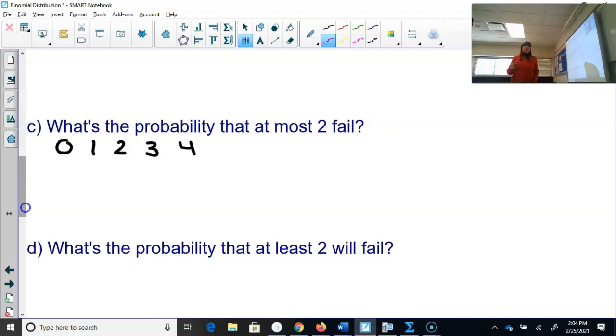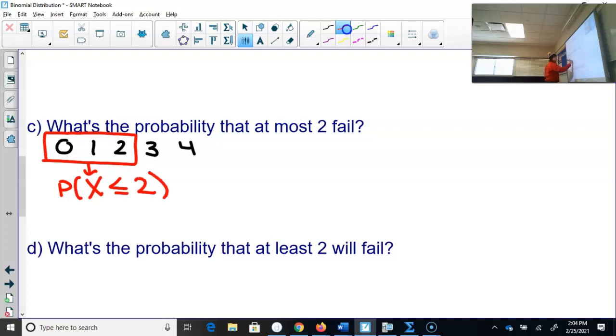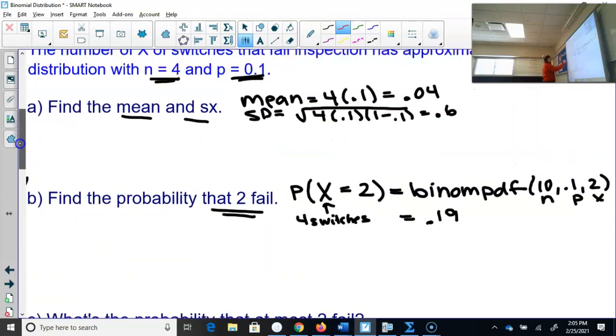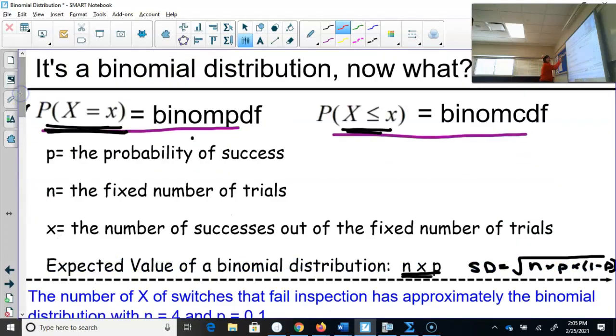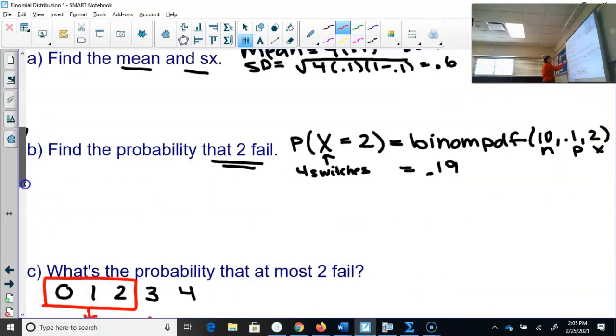The next thing it says is, what's the probability that at most 2 fail? Well, at most, I'm going to highlight or circle what that is. At most 2 would fail is right here. At most 2 would be 2, 1, or 0. That means when I write my statement now, I want the probability that x is less than or equal to 2. Okay, that x is less than or equal to 2. So what am I doing? If I go up here, because I have an x less than or equal to 2, I'm going to use a Binomcdf.